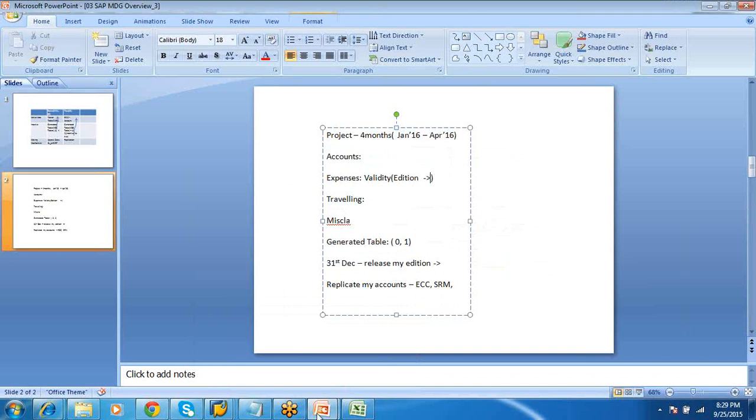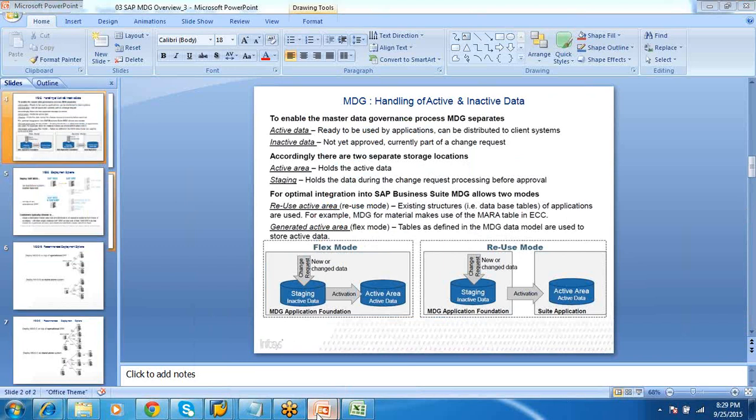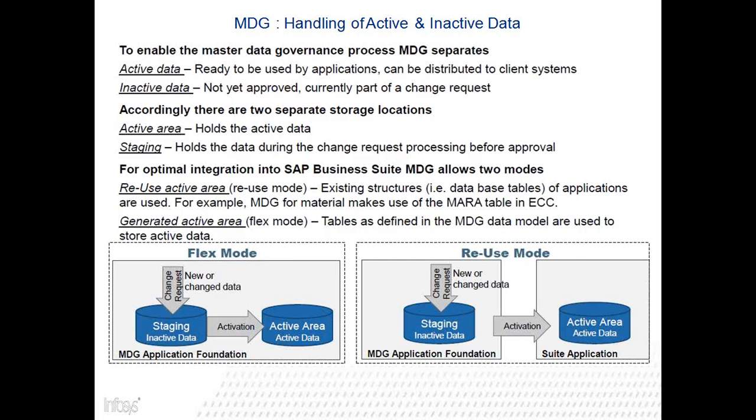This is applicable for finance only. Mostly we use flex mode for finance data, and for material or business partner we can use reuse mode, and immediately once I approve, there is no validity and all, so I replicate. Whenever I don't want that customer, I delete it by using a delete flag. I don't delete physically, I just mark the deletion flag, so that customer can no longer be used in any transactions.